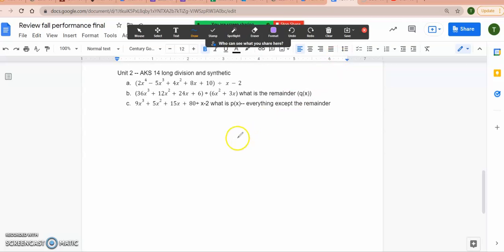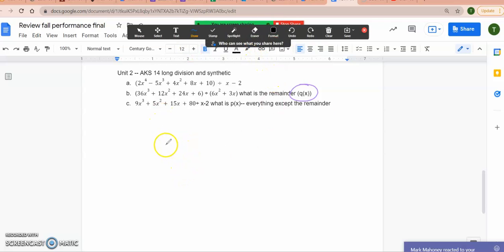All right, so let's try part B. On this one, we can't use synthetic division. We have to use long division. It's asking what the remainder is. Many times you're going to be asked what Q of X is, and it's going to be the remainder. Just make sure that you pay attention to what the question actually is asking.